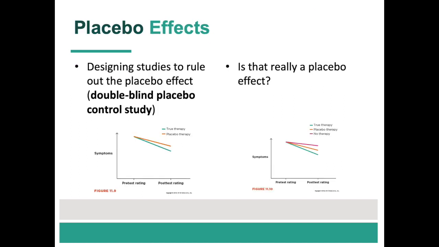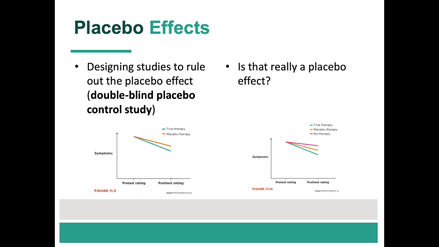So the last threat we're going to talk about is the placebo effect. Sometimes by just giving some sort of treatment, even if the treatment doesn't work at all, there can still be an effect. This is what's called the placebo effect. It happens whether or not something's actually working.